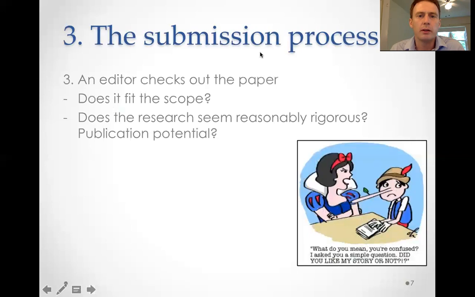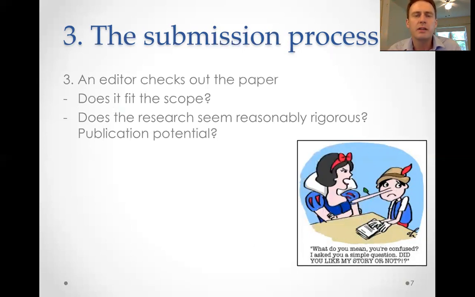Okay, so next steps. So the very first thing then, once the paper gets submitted, breathe a sigh of relief. The paper is out there. It's in the hands of the editor, okay? So what's going to happen then? The editor or editors, maybe editorial assistants as well, are going to check out the paper. And what they're going to be looking for is to determine whether or not they think that the paper fits the scope of the journal.